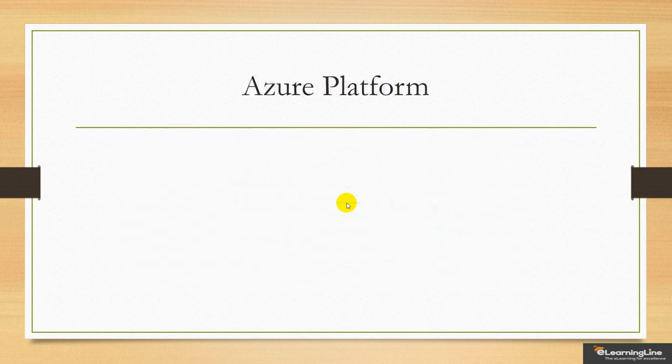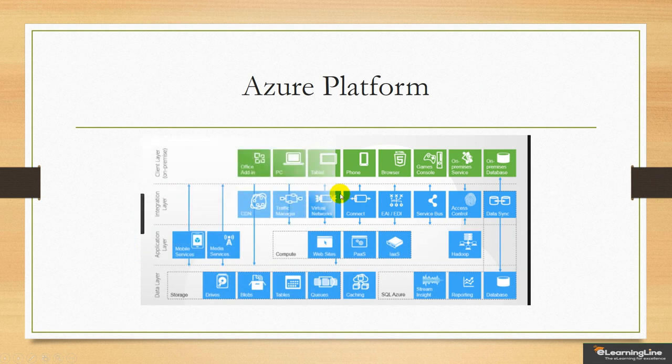Okay, just click next. This is the Azure platform, right? That's the way it looks. If you see the data layer, it has table, blob storage, drives, queues, caching, streaming data, reporting, and the databases. So that all goes to the data layer. In the application layer, you will have compute, that means your virtual machines, your website, your platform as a service, infrastructure as a service, Hadoop client, or big data. That all belongs at the application layer.